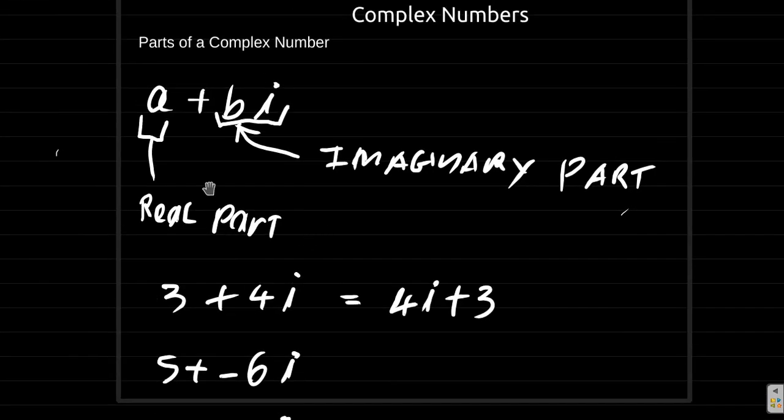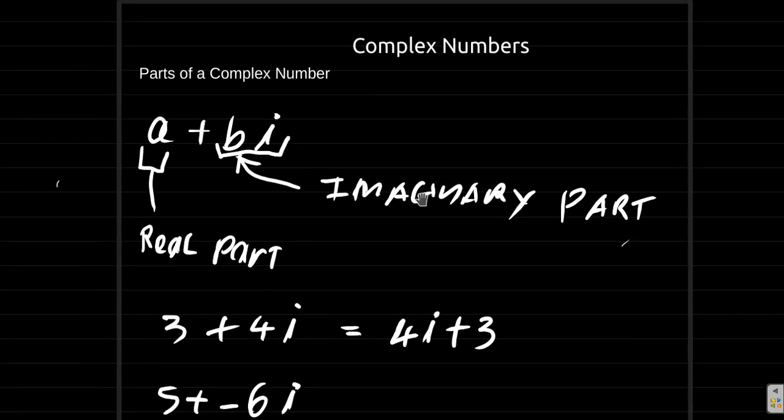So here, those are the parts of a complex number. The real part and then the imaginary part. Real part plus the imaginary part, which is a real number combined with i.